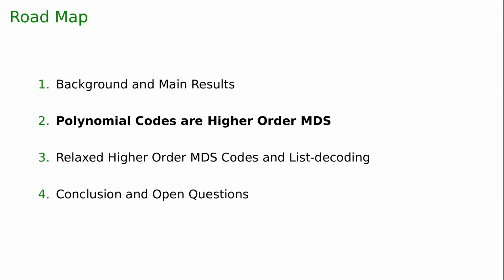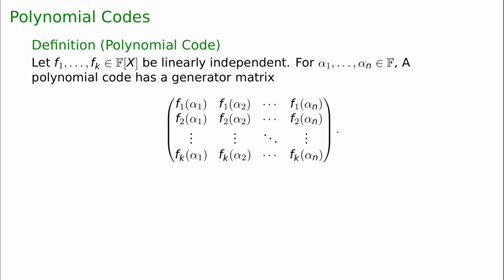That concludes the discussion of the main results. Now we discuss the first paper, Polynomial Codes or Higher Order MDS. Let's now define a polynomial code.